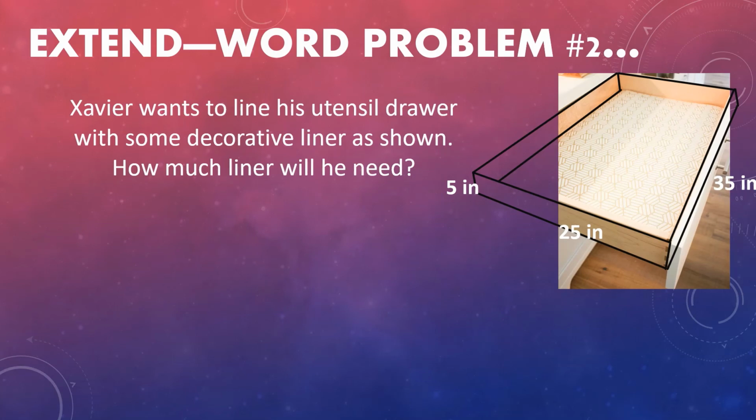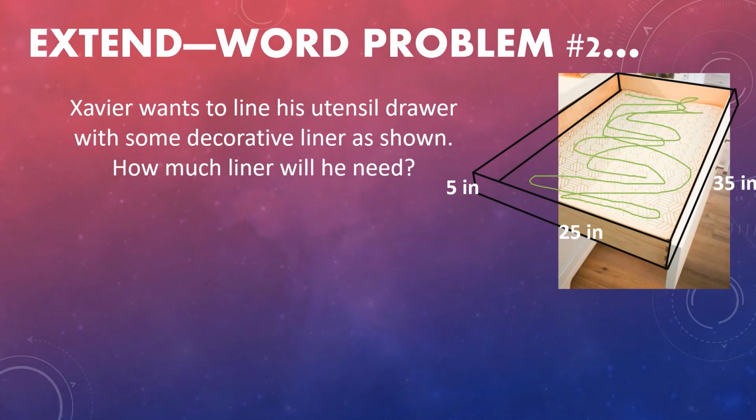So it says Xavier wants to line his utensil drawer. So as you can see, I gave you a visual, a picture of what a utensil drawer looks like with some decorative liner as shown. Decorative liner is that with the design that you see at the bottom of his drawer, and it's asking how much liner will he need. Well, think about it. If he's filling this whole entire space with liner paper, that means we're actually looking for area.